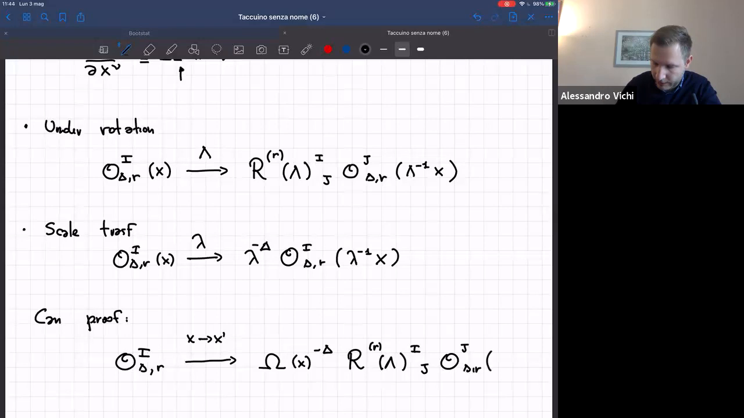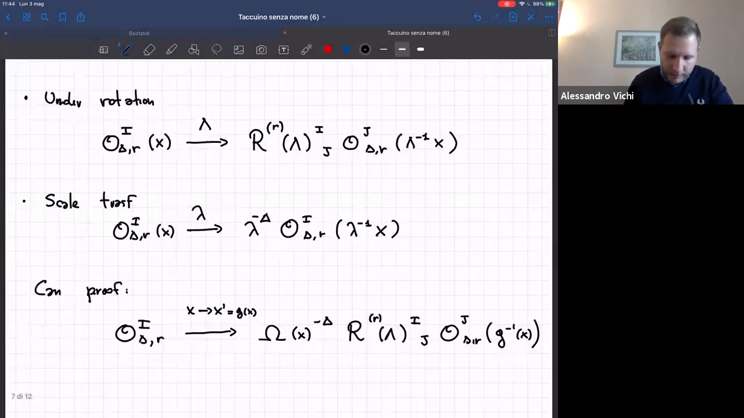Delta R, and then if x prime is some g of x, you have to evaluate this operator in g to the minus 1 of x. So this is the transformation law of operators, but which operators? Not all of them transform in this way. This transformation law is for so-called primary operators, which, if you're familiar with the state operator correspondence, are the operators that, when acting on the vacuum, create a primary state.